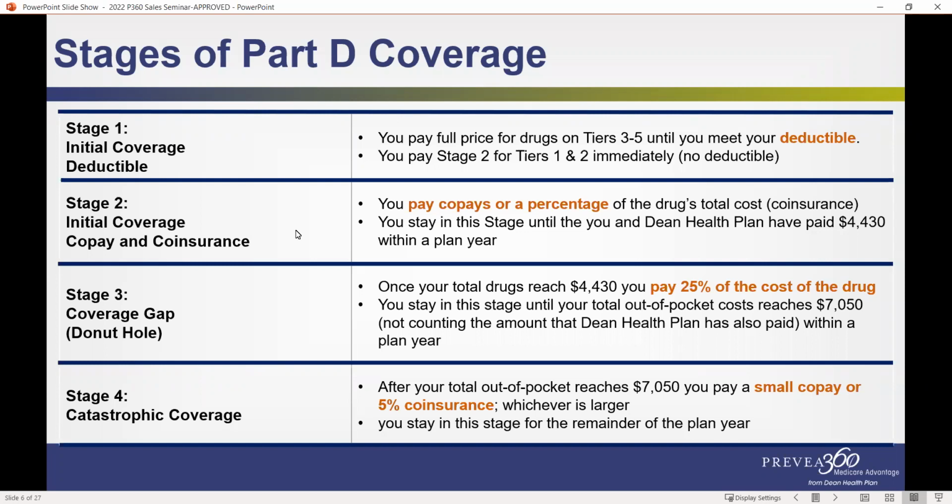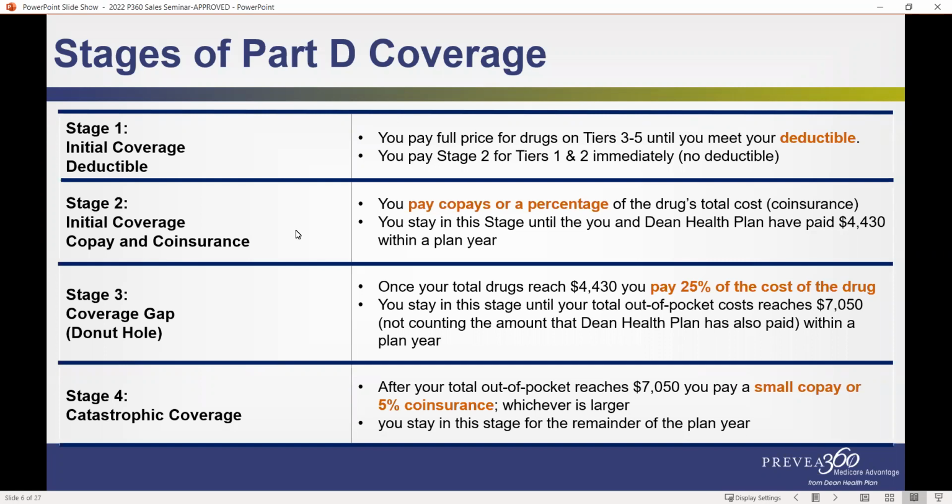If you do hit that $4,430, you move into stage 3, which is the coverage gap, or better known as the donut hole. When you're in the donut hole, you do pay 25% of the cost of all of your medications, and you would stay in the donut hole until one of two things happened. Either the year ends and you go back to stage 1, or you reach an out-of-pocket cost of $7,050. One thing to note is this out-of-pocket cost is not made up of anything that Dean Health Plan has paid in stage 1 or stage 2.